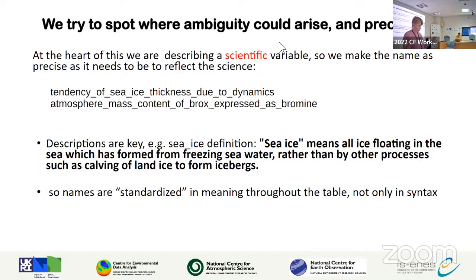When you're comparing data variables from different outputs, if it's observations and models or two different models, you need to be sure that the descriptions you're using really match what you think you're doing. The other thing to say about the description is that the names are standardized in meaning throughout the table. So if, for example, we say sea ice, it always means that definition that I put in there. If we say anomaly, it always means difference from climatology. And that's the same throughout. We try to be consistent through the standard name tables. We try to build the names following consistent patterns. Wherever we use a term or part of the name, it's going to mean the same thing.